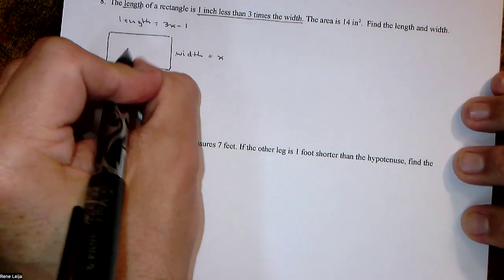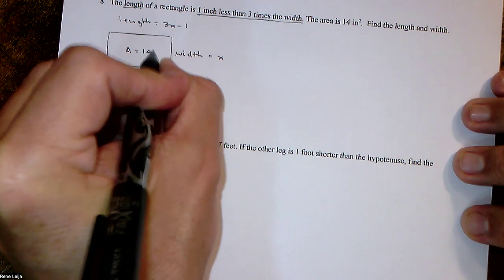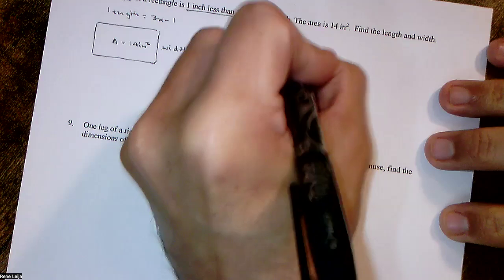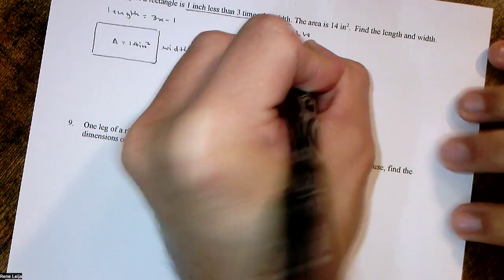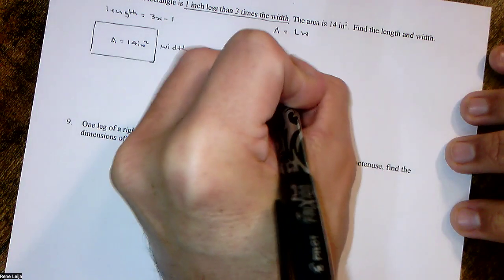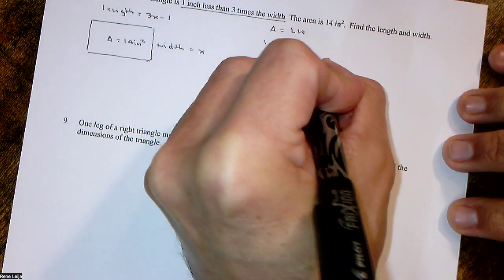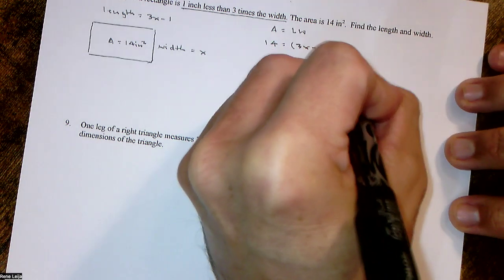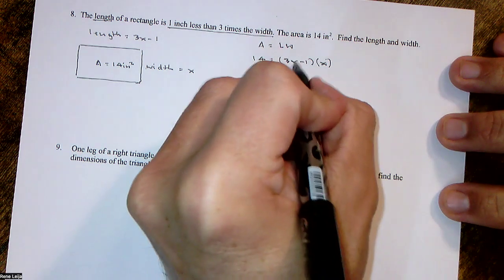And then they told me that the area of this rectangle is 14 inches squared. Okay. Area of a rectangle is length times width. So the area is 14. The length is 3x minus 1. The width is x. Okay. So now we distribute.